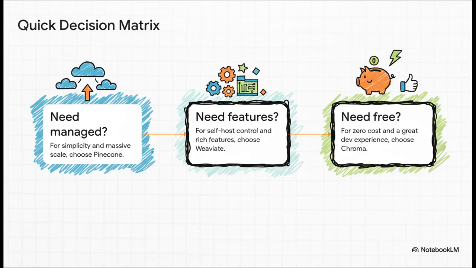But let's make it even simpler. Think of it like a quick quiz. Step 1. Is your number one priority managed simplicity and massive scale? Go with Pinecone. Step 2. Do you need all the features and the absolute control of self-hosting? Pick Weaviate. And step 3. Are you driven by zero cost and a fantastic, easy developer experience? Then you start with Chroma. It really is that straightforward.